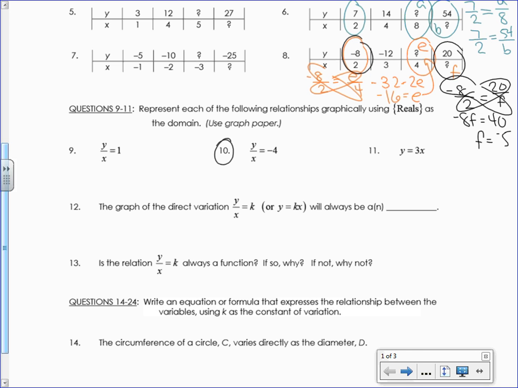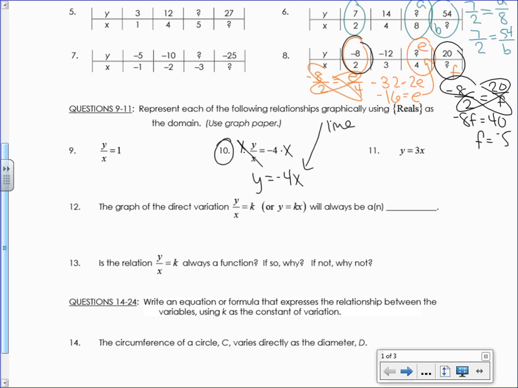Now, remember, in order to graph something, it has to be y equals. And in the case of number 10, it is not y equals. So I need to multiply both sides by x to get y by itself. So we got y equals negative 4x. So you guys do need to have a piece of graph paper or something with that graphed on it, okay? And you should make sure that you use a straight edge because y equals negative 4x is just a line.